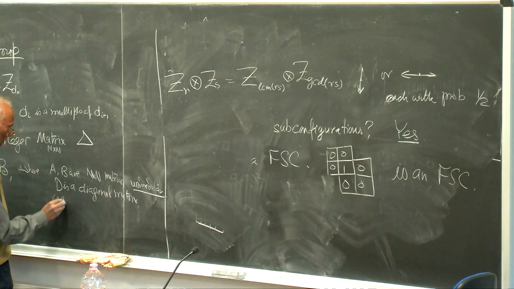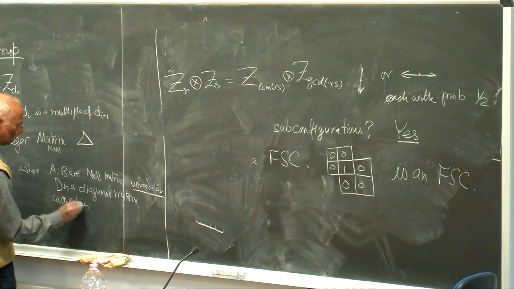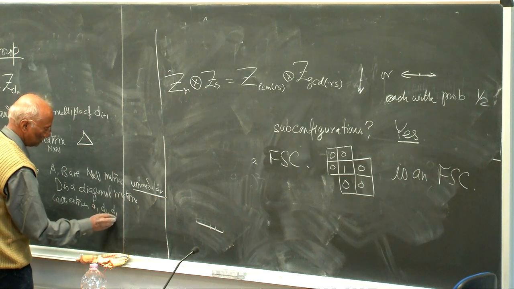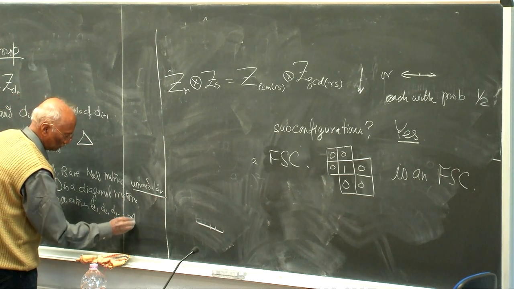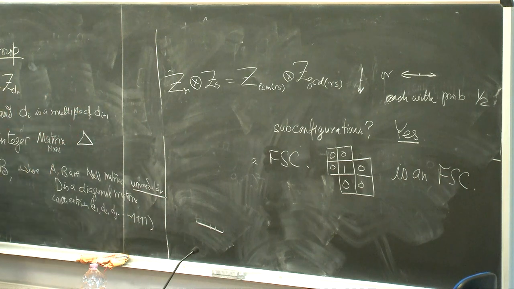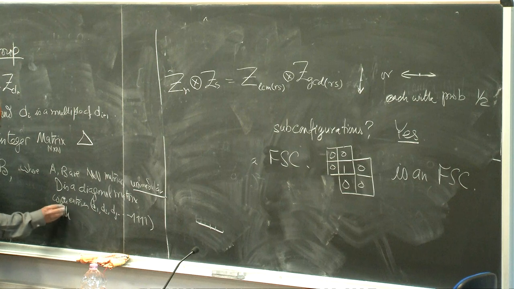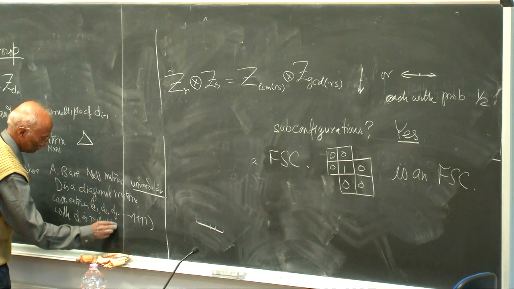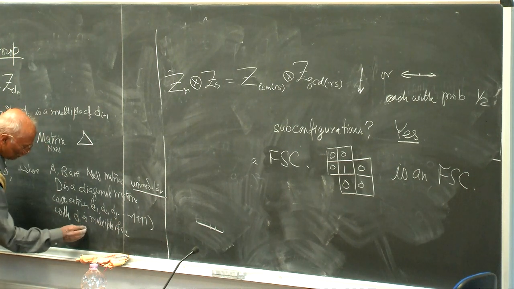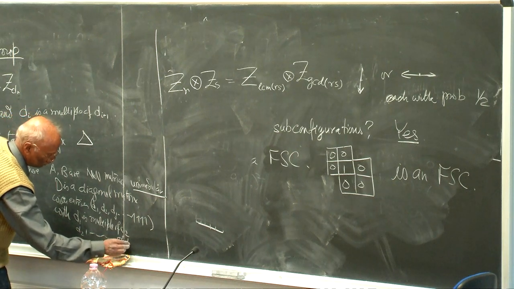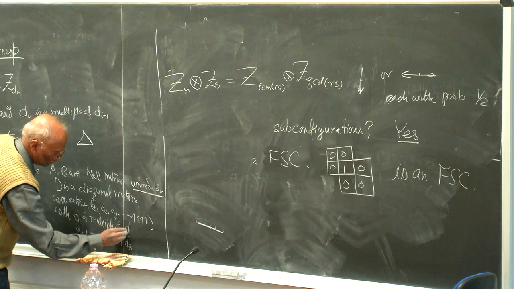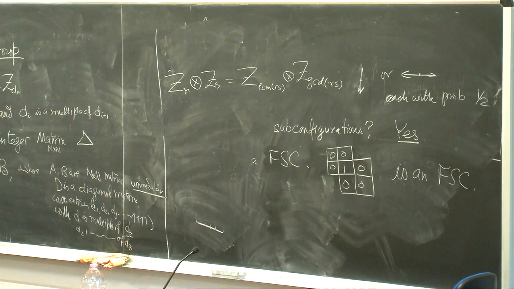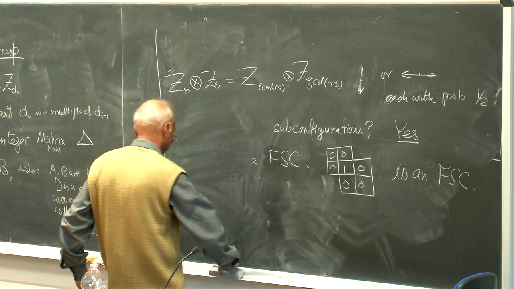With entries d1, d2, d3, and so on, where d1 is a multiple of d2, d2 is a multiple of d3, and so on. So it's a mouthful. The statement is quite long. Okay? But the proof is straightforward.